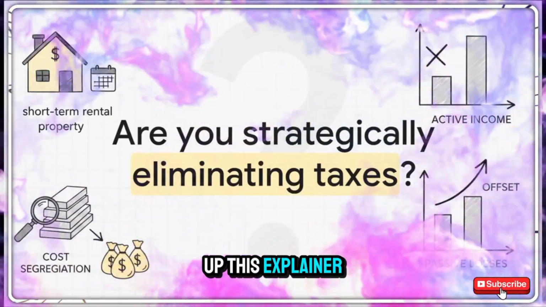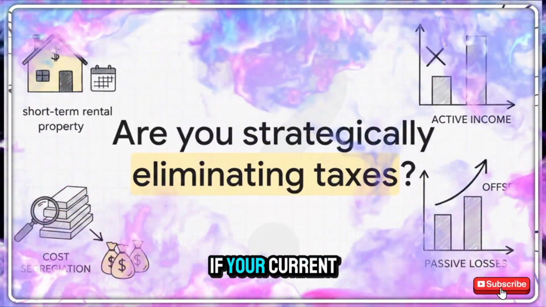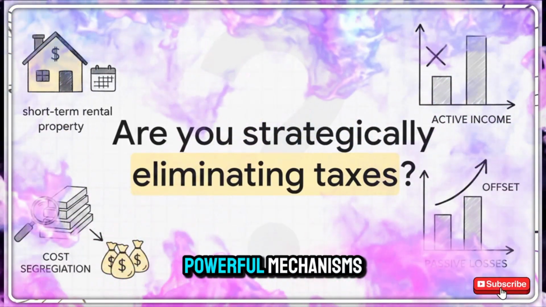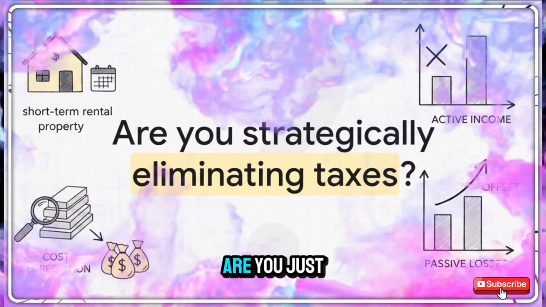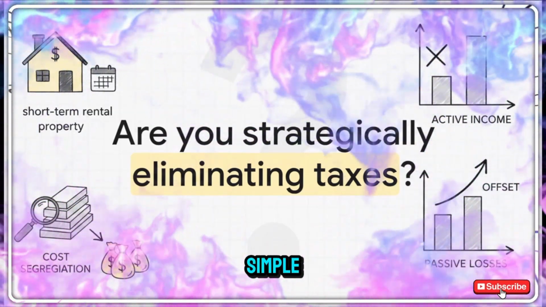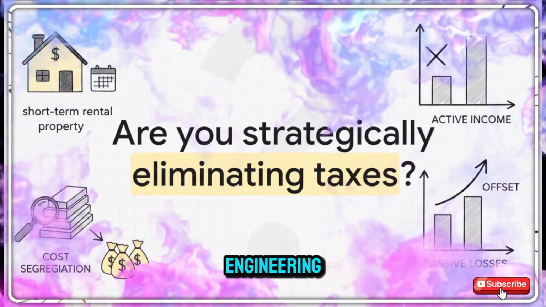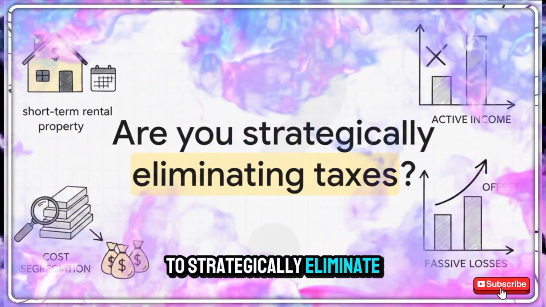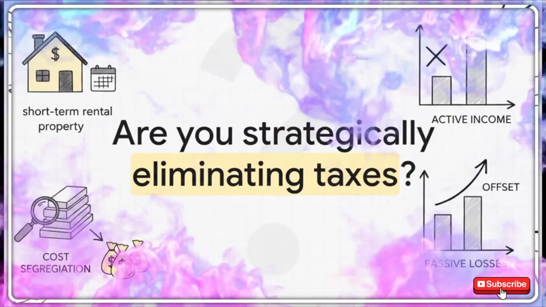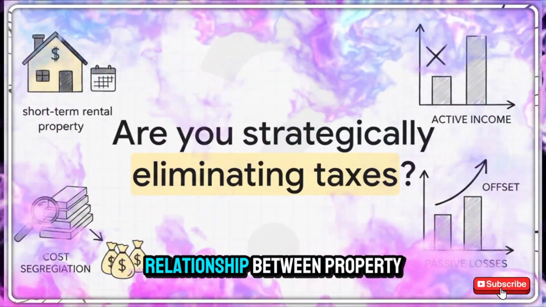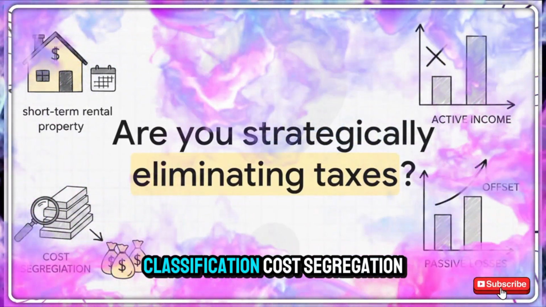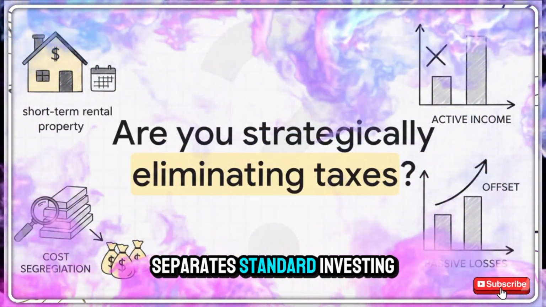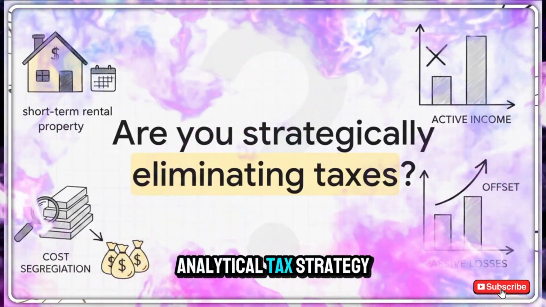As we wrap up this explainer, I want you to ask yourself if your current financial framework is effectively utilizing these precise, powerful mechanisms. Are you just playing the surface-level game of simple cash flow, or are you actually engineering the underlying architecture of the tax code to strategically eliminate your active tax burden? Understanding the deep cause and effect relationship between property classification, cost segregation, and active income limits is what really separates standard investing from expert analytical tax strategy.